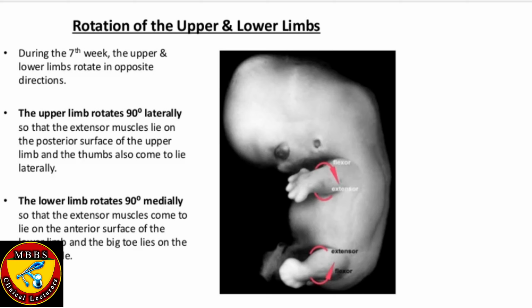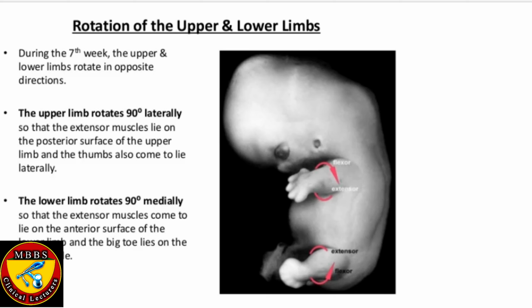The upper limb rotates about 90 degrees laterally, and the lower limb rotates 90 degrees medially. The two limbs rotate in opposite directions. That is, the upper limb rotates laterally and the lower limb rotates medially, so that the extensor muscles lying on the posterior surface of the upper limb and the thumbs also come to lie laterally.